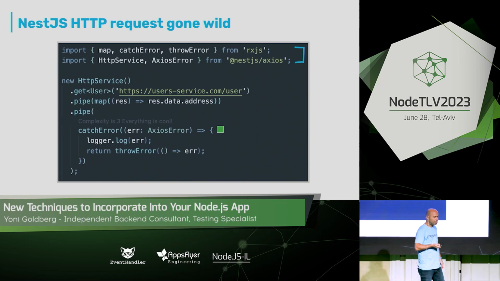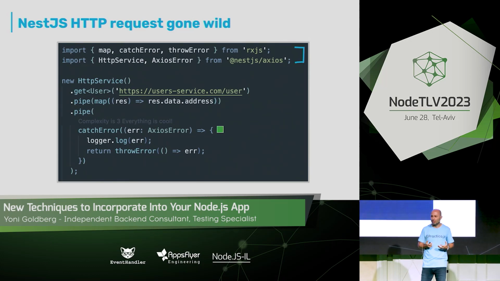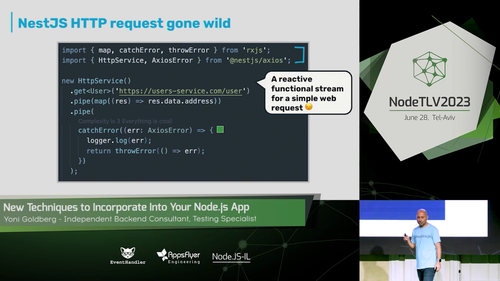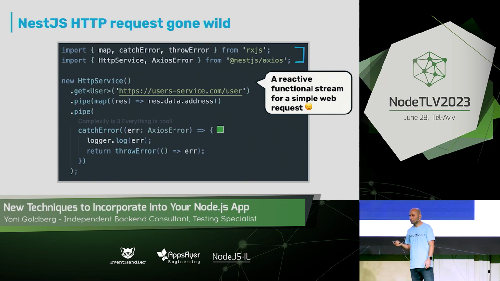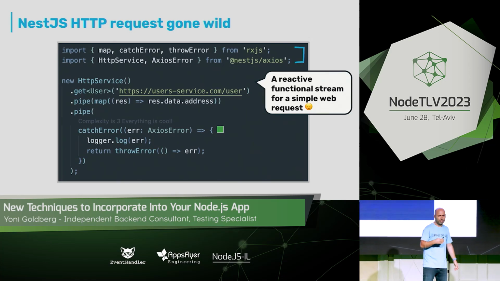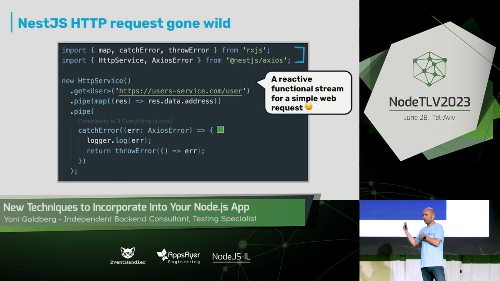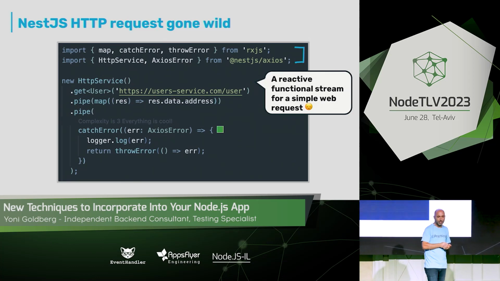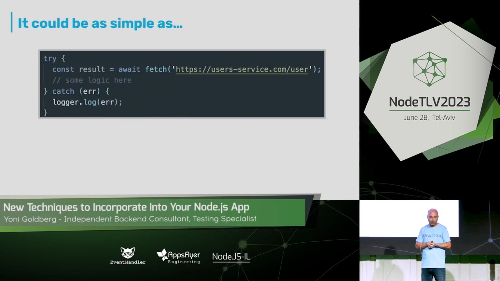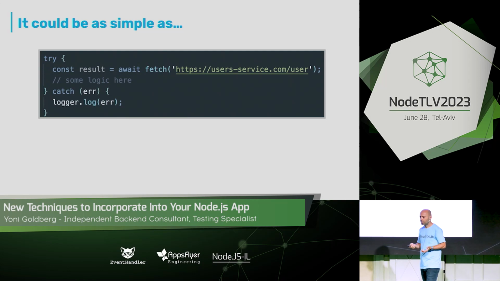Now, think about it. A young developer, already overwhelmed with so many technologies to learn. Now she has to deal with a reactive functional stream library for a simple web request? What an overkill. And don't get me wrong, even senior developers can shoot themselves in the foot with complex, unnecessary technologies like RxJS. Overall, I think that, and you know how simple it could be, right? As simple as this.